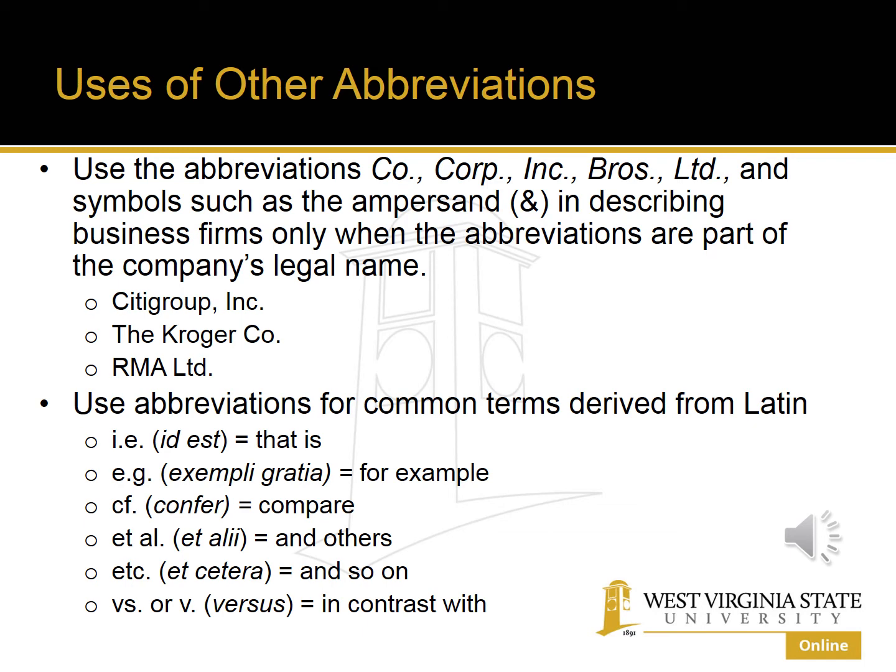A fourth rule is to use abbreviations for common terms that are derived from Latin. For example, i.e., which stands for id est, means that is, or e.g., exempli gratia, means for example. Cf., confer, means compare. Et al. is an abbreviation of et alii and means and others. Etc. is an abbreviation that means and so on. And vs. or v., the Latin abbreviation for the word versus, means in contrast with. These abbreviations from Latin are accepted in English as valid abbreviations.